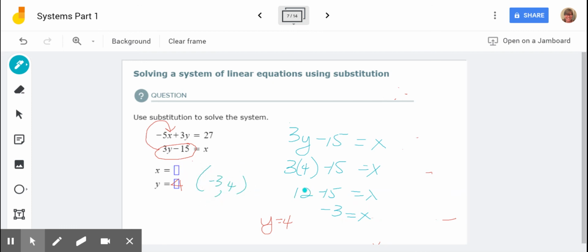Now, I used this one to solve for y, so I should check it with that one. So let's do it. -5 times -3 is positive 15, plus 12 equals 27. Okay, and it worked. Look. Next.